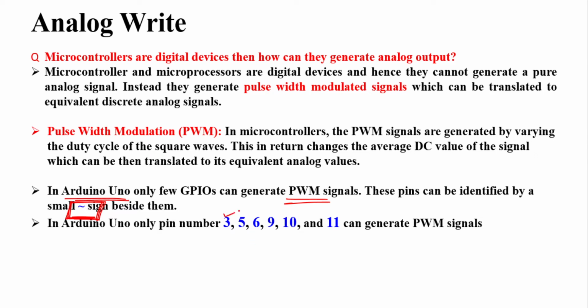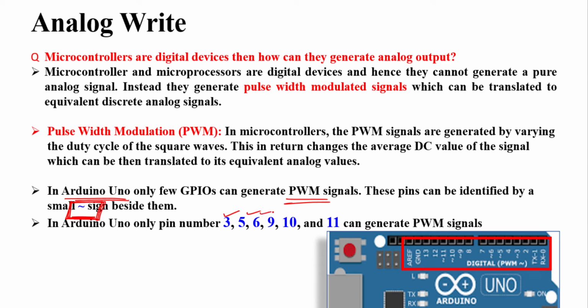So remember pin number 3, 5, 6, 9, 10 and 11. Here you can see these pins have the tilde sign along with them. Only those pins can generate PWM signals. Rest of the pins can generate digital signals, but they cannot generate PWM signals. Remember, only these 6 pins can generate your PWM signals.